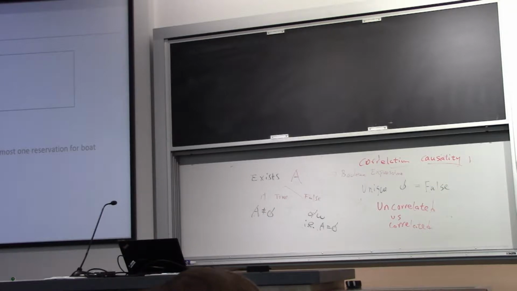In real life, oftentimes people confuse correlation and causality. Whenever you see correlation, you say, okay, A causes B. No, that's not true. It simply means correlation. Correlation doesn't mean causality. Okay?